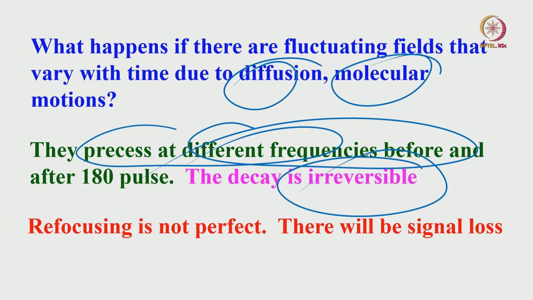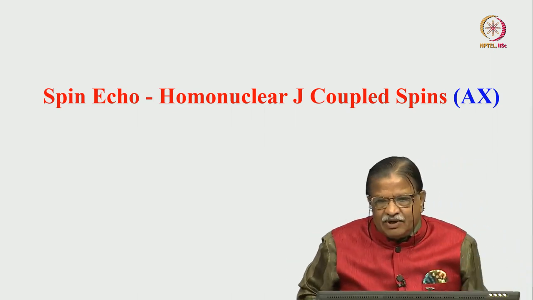But please remember now what is happening: when there are field inhomogeneities, there is a refocusing. But with the local fluctuating field, because of molecular diffusion, perfusion, or different types of motion, the different precession frequencies will be there before and after the 180 pulse. As a consequence, the decay is irreversible. There is no way you can refocus it. This is what I just wanted to say.